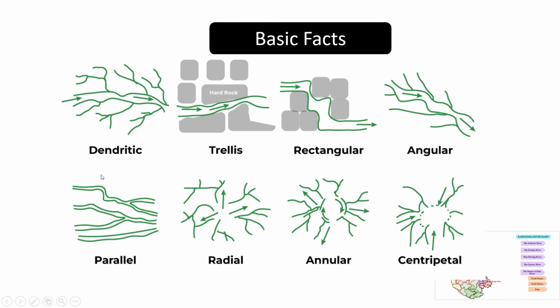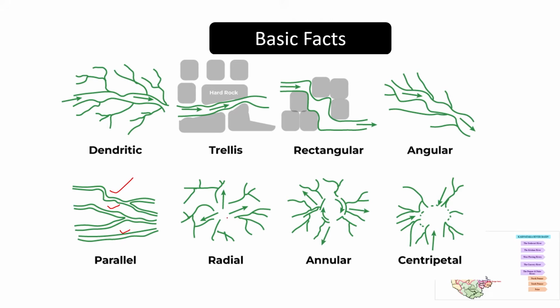Next, we have the parallel river system, where it is very simple. The rivers flow parallel to each other. They do not meet. So this is a different river, this is a different river, this is a different river, and this is a different river. They travel parallel to each other.